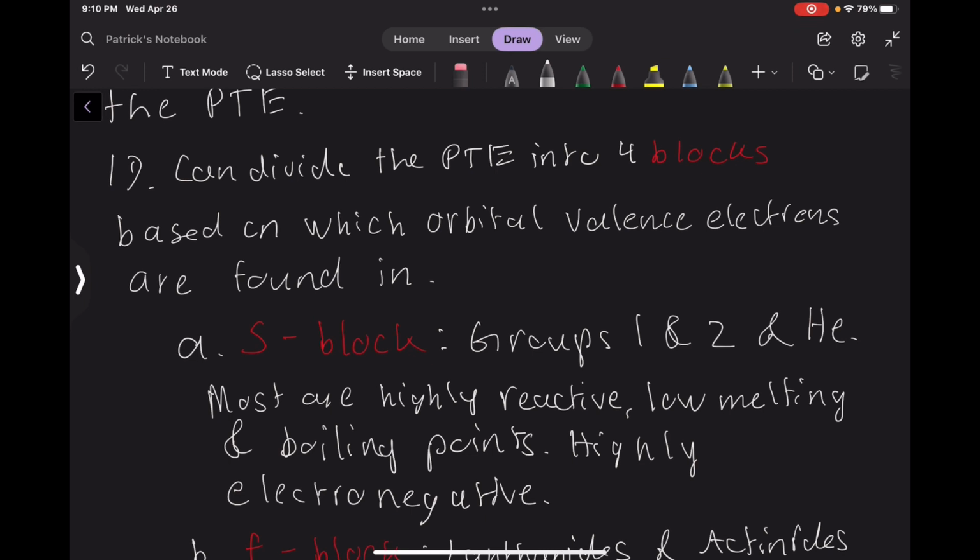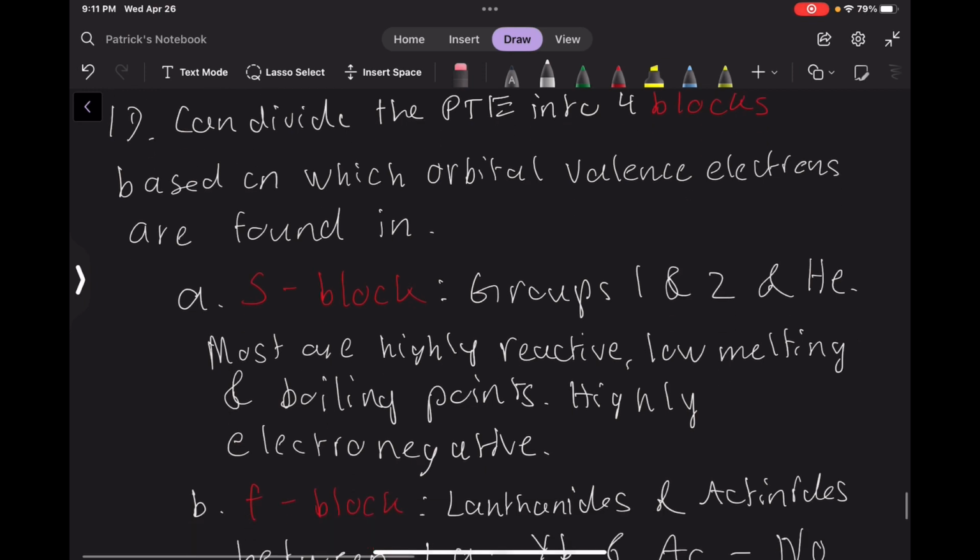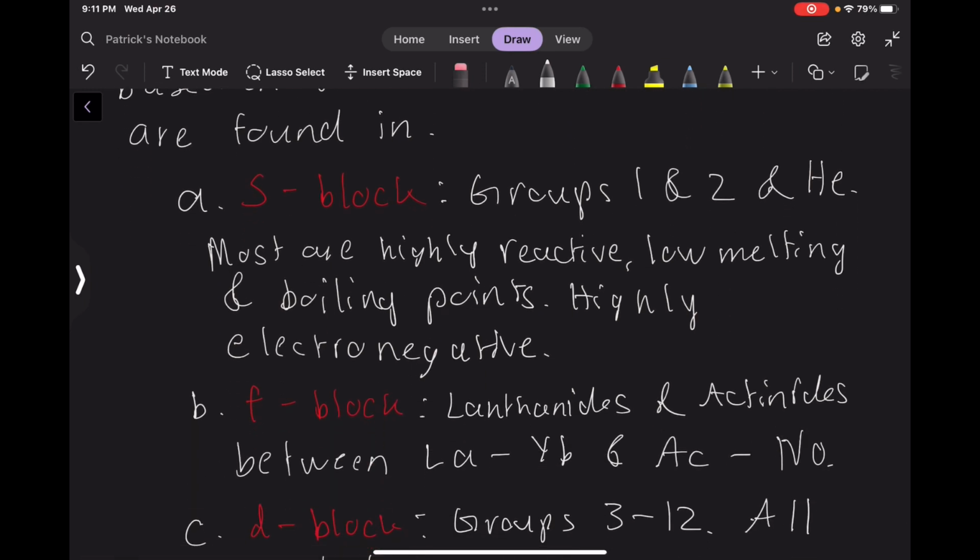The lowercase letter of a particular block tells us at a glance what subshell that element's valence electrons will be found in. The valence electrons of an atom whose element is in this S block, for example, will have its outermost electrons in an orbital of the S subshell type. The S block constitutes all the elements in groups 1 and 2 plus helium. Most of these elements are highly reactive, have low melting and boiling points, and are generally highly electronegative.